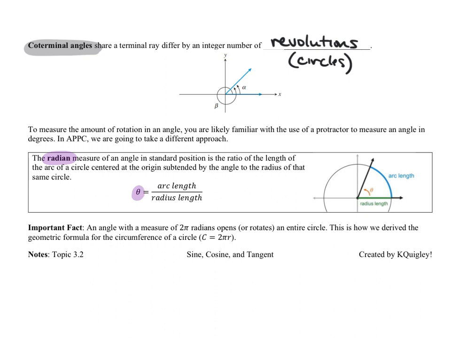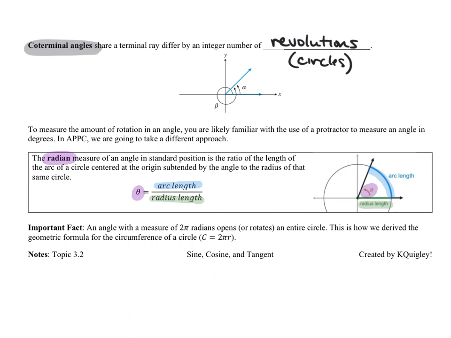This angle theta, which is going to be in your image right here, theta, is found by taking the arc length, which is the distance surrounding the circle, like on the circumference, and dividing it by the length of the radius for that circle.